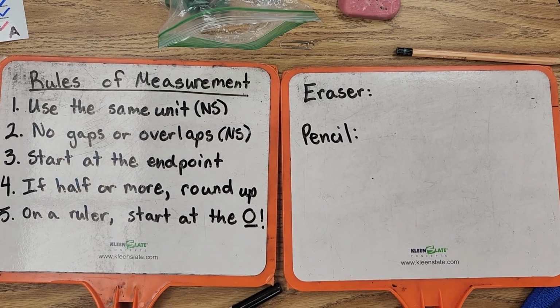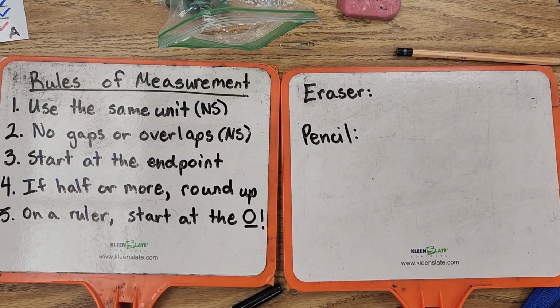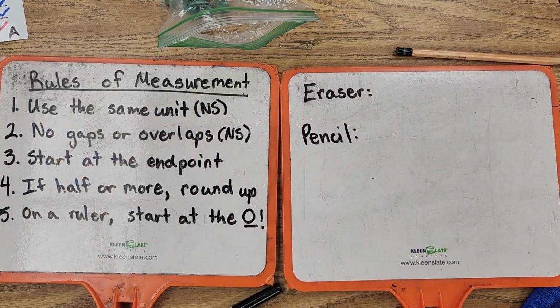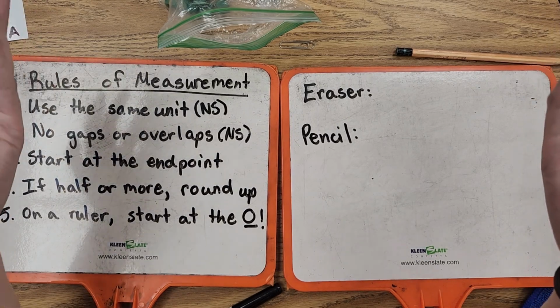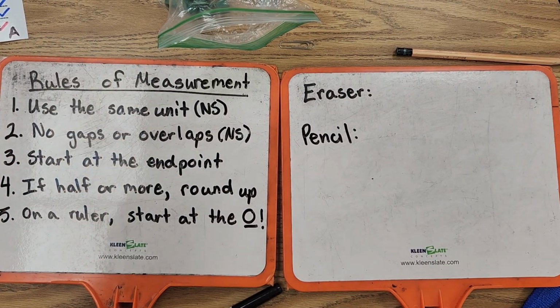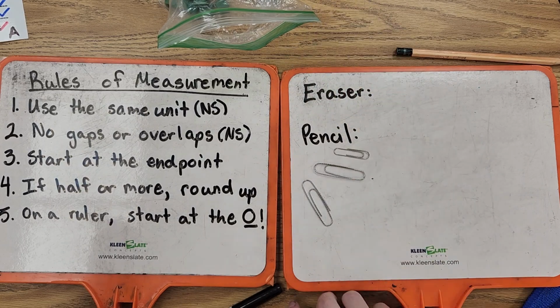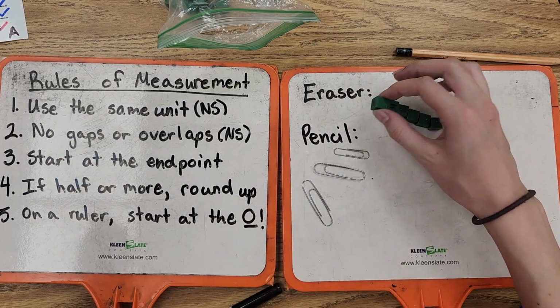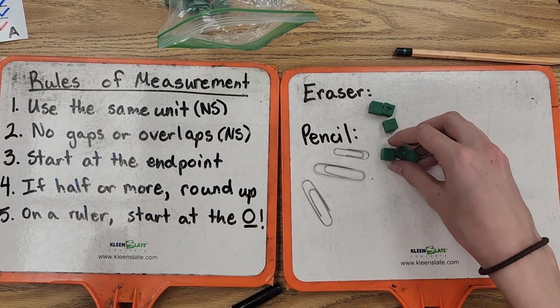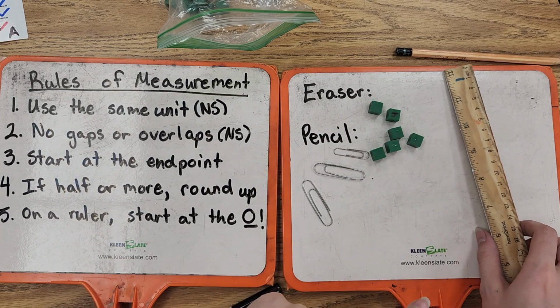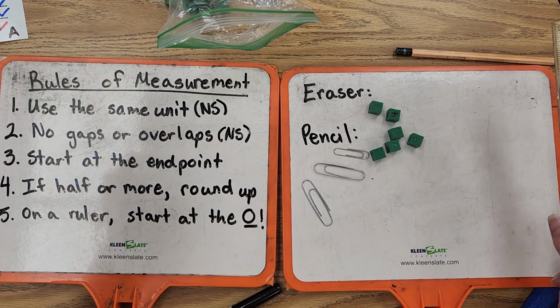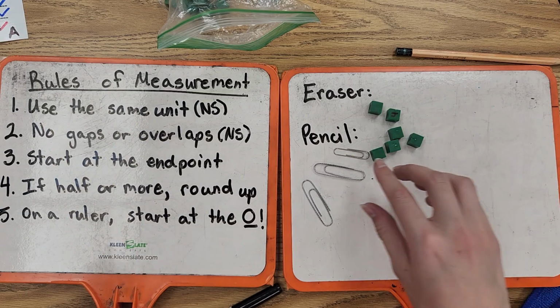Hey families, I wanted to review some things over our measurement that we'll be getting into. There are what we call non-standard measurements and standard measurements. Our non-standard measurements are when we use items such as paper clips or our centimeter cubes. These are what we call non-standard units. If we have a measuring tape, a ruler, or a meter stick, those are what we call our standard measurements.